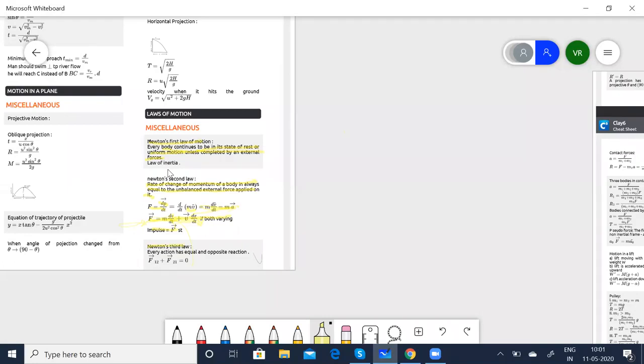Next is Newton's third law: every action has an equal and opposite reaction. F12, the force of 1 with respect to 2, is equal and opposite to the force of 2 with respect to 1. The force applied by the first object on the second is equal and opposite to the force applied by the second object on the first. Or you can say the net force is 0: F12 plus F21 is equal to 0.